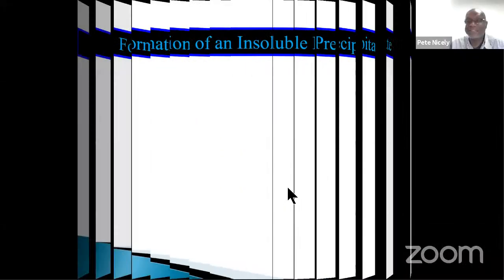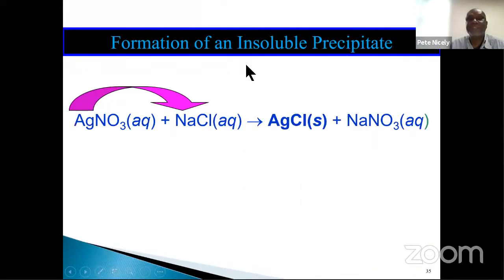Going back to the PowerPoint. So, okay, what is this? Let me get this out of the way. Okay, so that's a silver chloride formation from silver nitrate and sodium chloride.